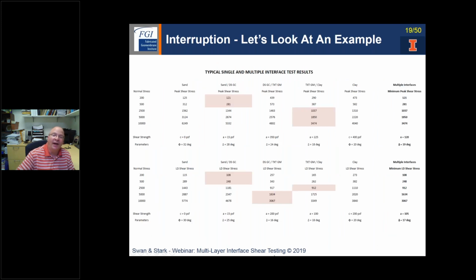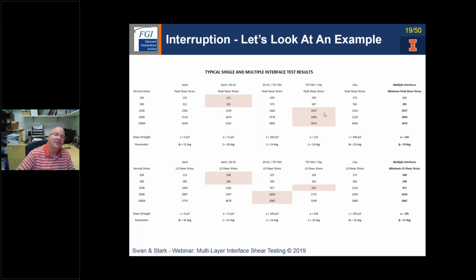And then I went through and I highlighted with the pinkish block to indicate where the lowest shear stress was, because we're really measuring shear stress in any interface test. So we really are looking not at the combination of friction angle and adhesion, but really the measured shear strength. And so from the peak analysis, we can see clearly that the sand double-sided geocomposite had the lowest shearing resistance from 200 to 500 PSF.